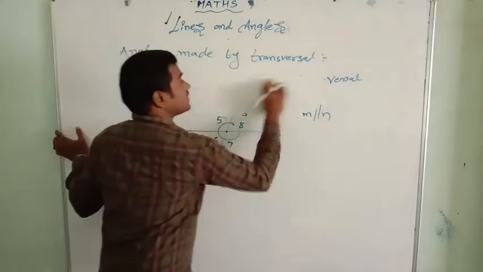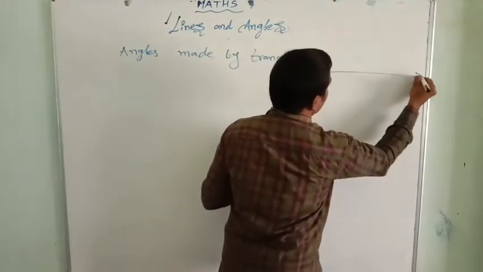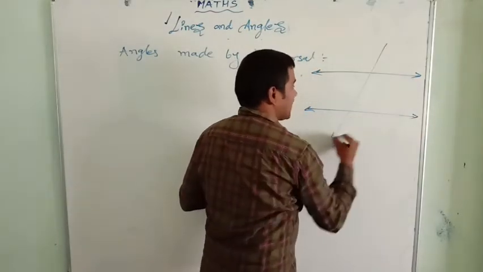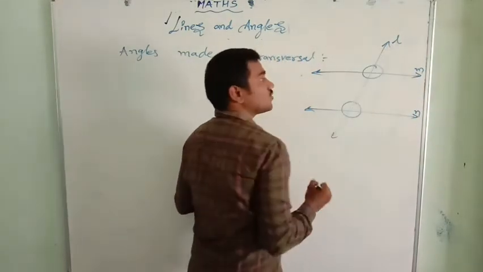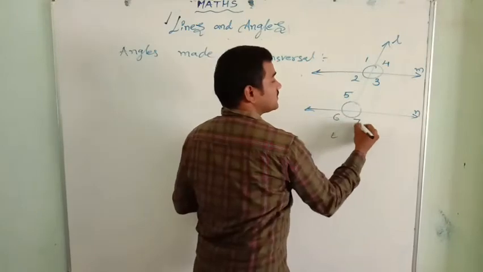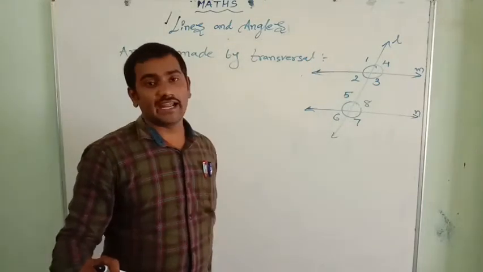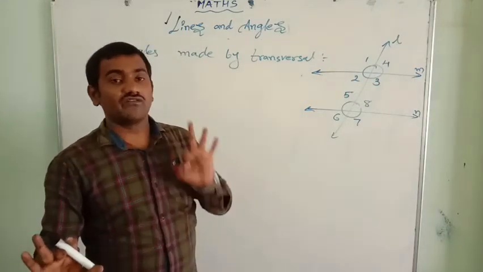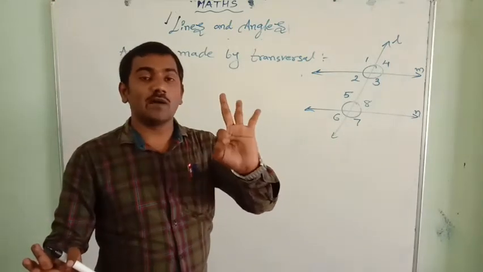So let me draw this diagram a little smaller to understand. See, this is a line, and this is one more line, and this is known as a transversal: lines M, N, L. Angles formed: 1, 2, 3, 4, 5, 6, 7, 8. Where the transversal intersects the parallel lines, 8 angles are formed. Now the angles made by this transversal we have to learn. There are 3 kinds of angles we can find. One is corresponding angles, the next is alternate angles, and the third is vertically opposite angles.